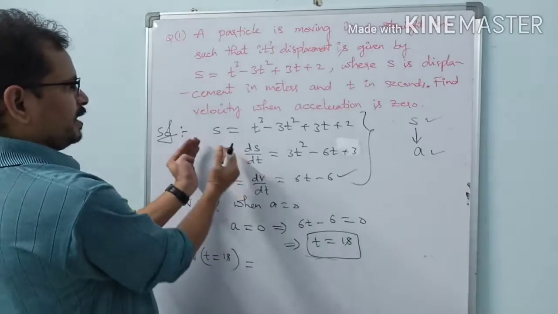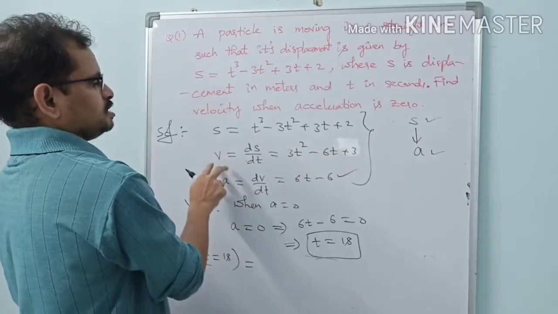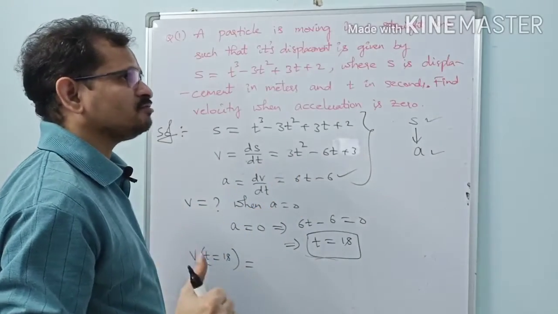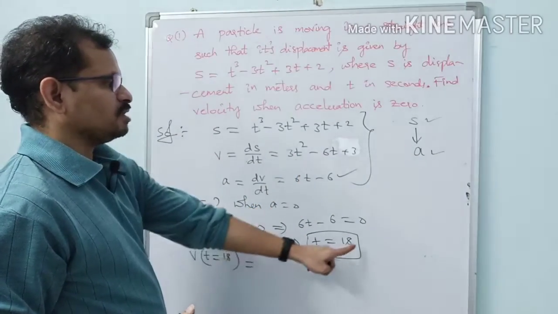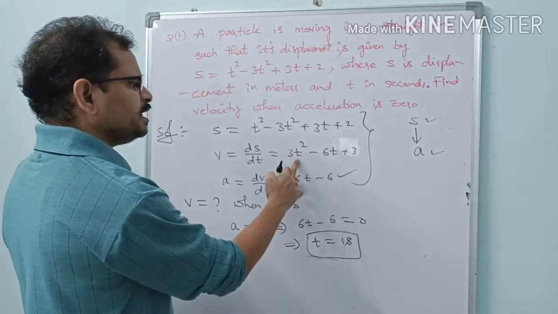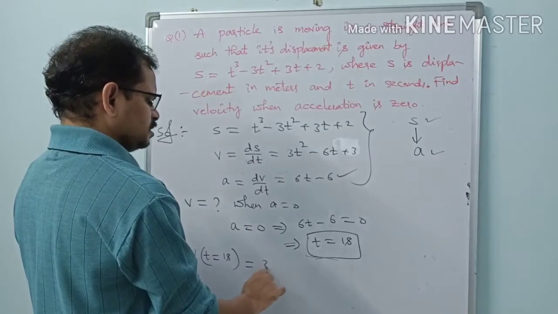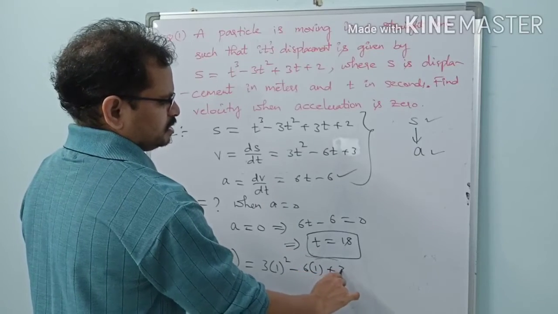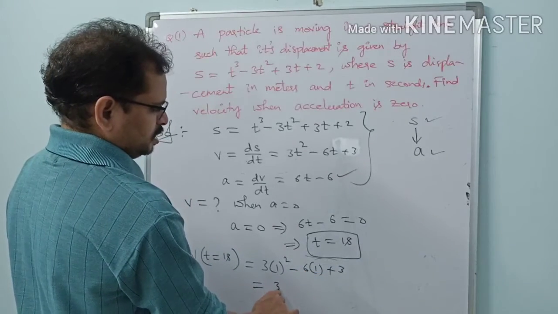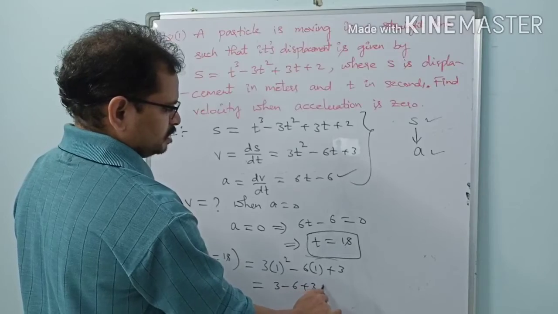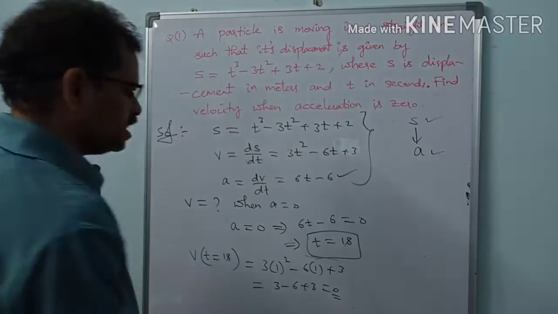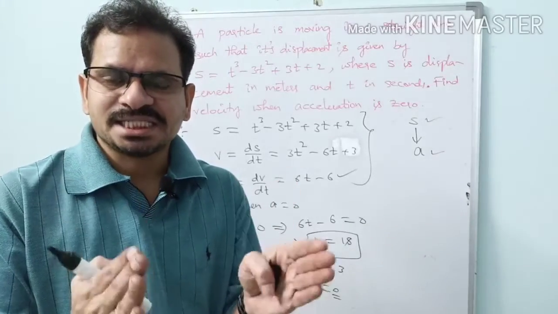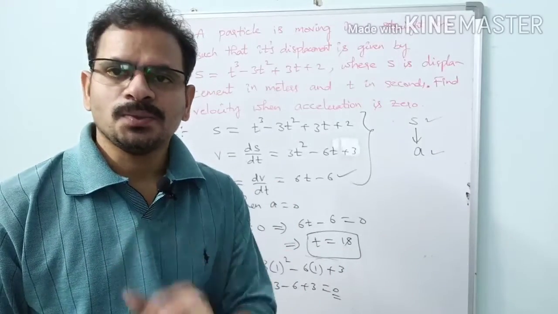So simply consider this expression, which is the expression for velocity at any time t. At which time do we want to find velocity? When t equal to 1 second. Simply put t equal to 1 in this expression. So 3 into 1 square minus 6 into 1 plus 3, which is 3 minus 6 plus 3, equal to 0. That is, velocity is 0. The particle is at rest when t equal to 1 second.